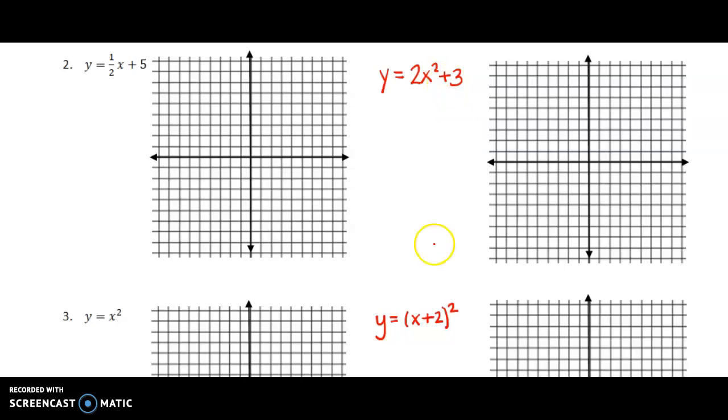So graph those 2 equations, find their inverses, and that will complete your assignment if you finish these two examples and then the back side of this worksheet. Check Canvas for more information on homework and how to submit it to your teacher. If you have any questions, again, remember to email or contact your teacher about those questions.